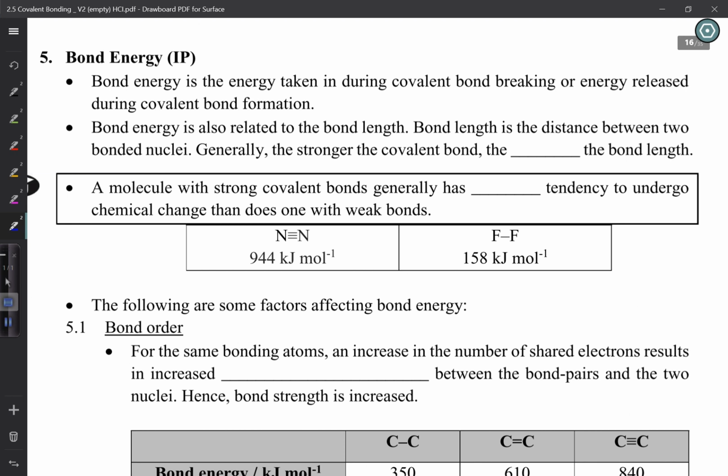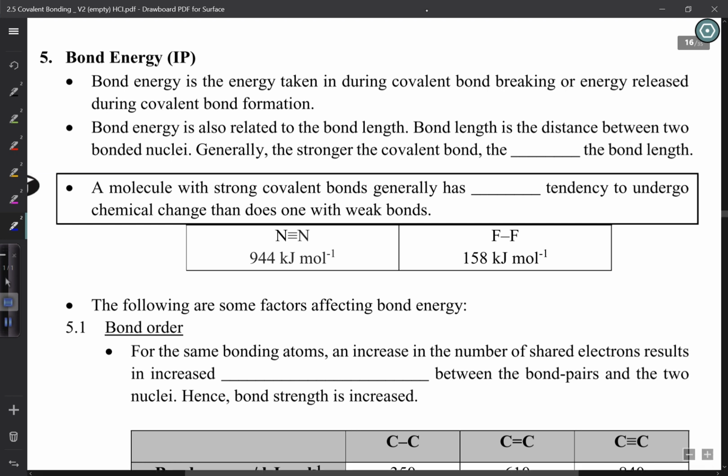So next part is on bond energy. Alright. So bond energy is the energy taken during covalent bond breaking or energy released during bond formation. So take note, when you form a bond, you release energy. When you break a bond, you take in energy, obviously. Otherwise how are you going to get energy to break it?